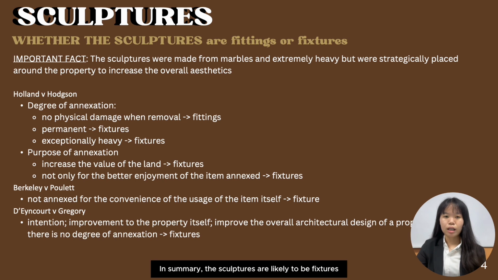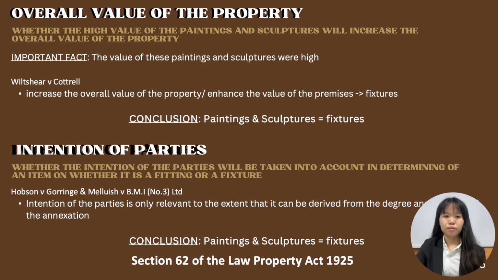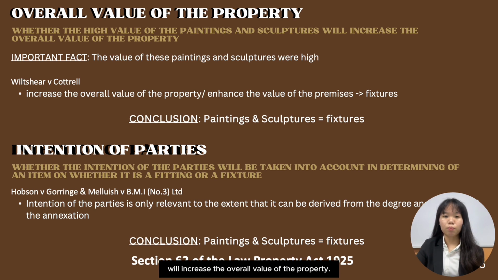In summary, the sculptures are likely to be fixtures as there is a high degree of annexation because they are exceptionally heavy, and the annexations show the same intention as the paintings, which is to make them part of the land, which is to make the property a Victorian-style property for a better price and to become the main attraction to the potential buyer. The third issue is whether the high value of the paintings and sculptures will increase the overall value of the property.